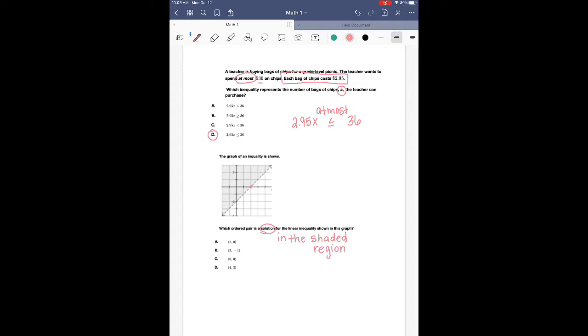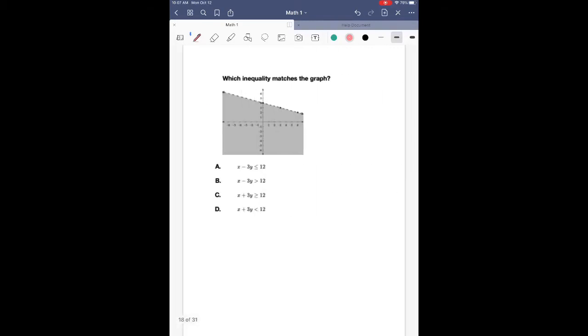So I'm going to start with (2, 0). (2, 0) falls on that dashed line. This is not a solution because the dashed line is not included. It would have to be a solid line. So A doesn't work. Then we have positive 3, negative 1. Well, (3, -1) is definitely not in the shaded area. We have (0, 0). (0, 0) is in the shaded area, which gives my correct answer as C.